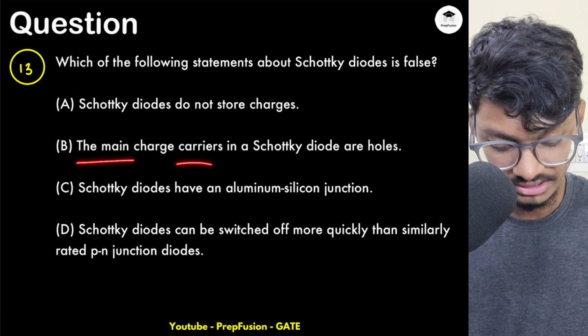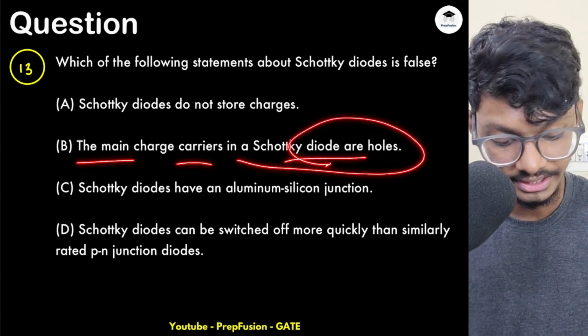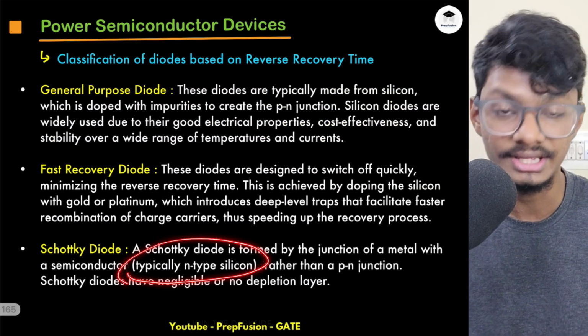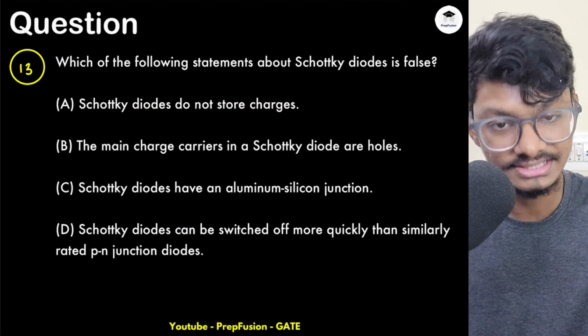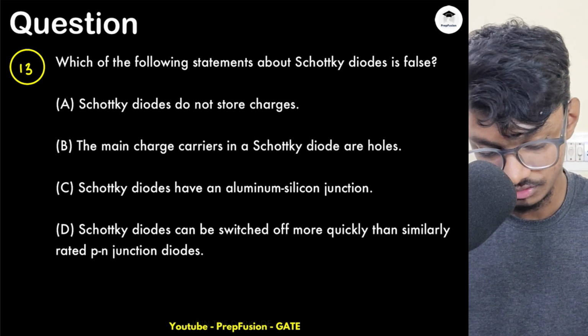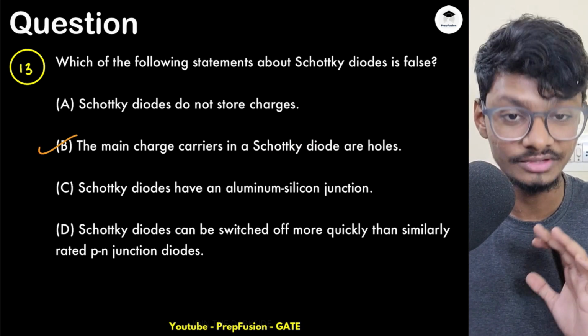The main charge carriers in Schottky diodes are holes. This is false. Why? Because I have told you it typically uses n-type silicon, and n-type has electrons as its charge carriers. So this is a false statement, and this will be our answer.